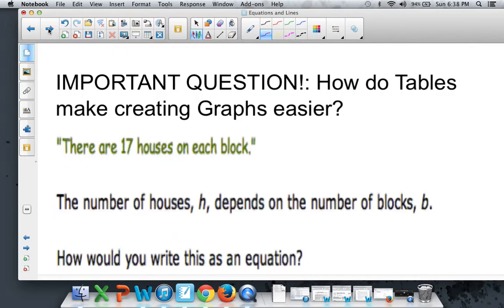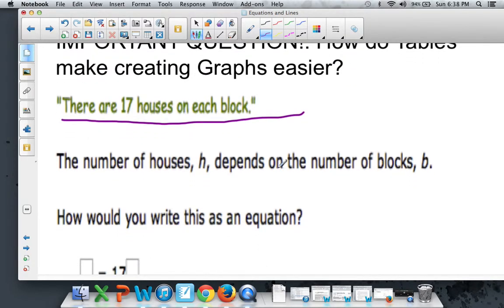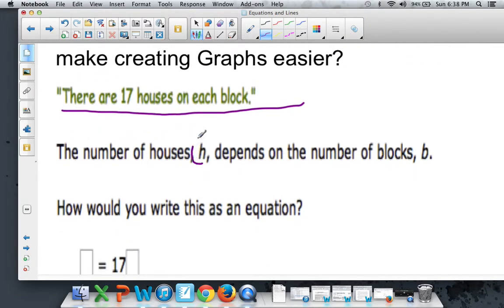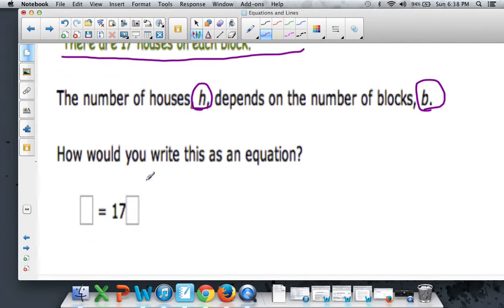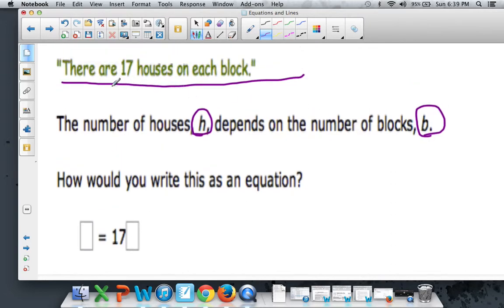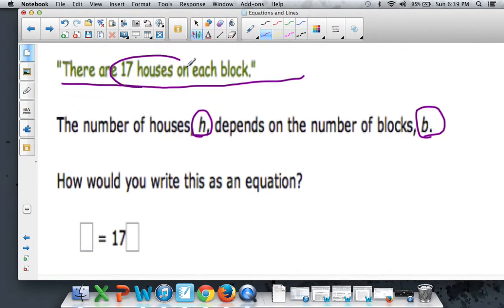Let's move on. Take a look at this. There are 17 houses on each block. Okay, thank you for that information. The number of houses, which we'll say H, depends on the number of blocks, which we'll say is B. How would you write this as an equation? Well, you have to figure out how many houses that there are according to how many blocks there are. It says there are 17 houses on each block. So that's 17 times the number of blocks.